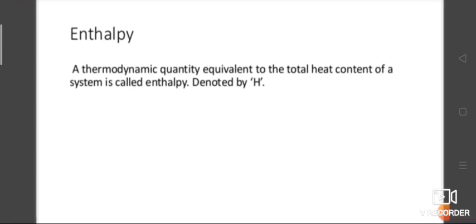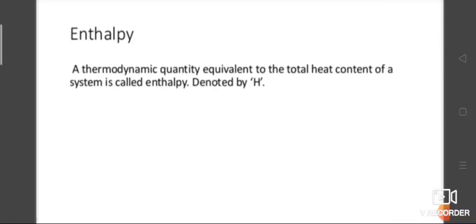Enthalpy, correct? Which letter denotes this? H. So what do you mean by enthalpy? It is defined as the total heat content of the system. It is equal to the sum of internal energy and pressure-volume work. H is equal to U plus PV. U is the internal energy, H is the enthalpy.